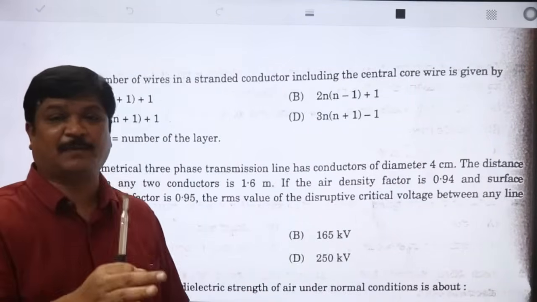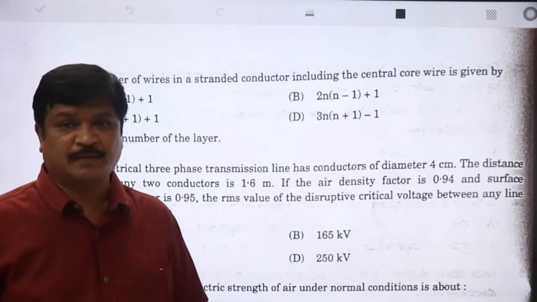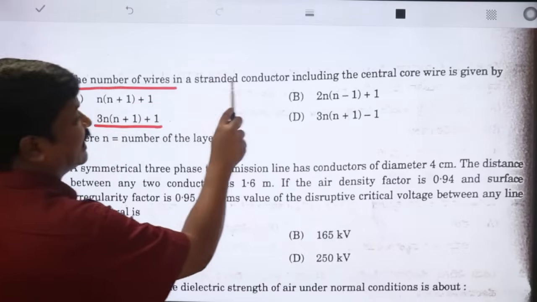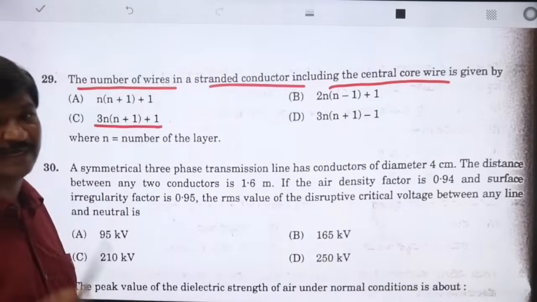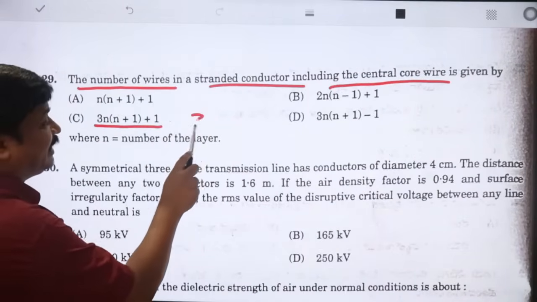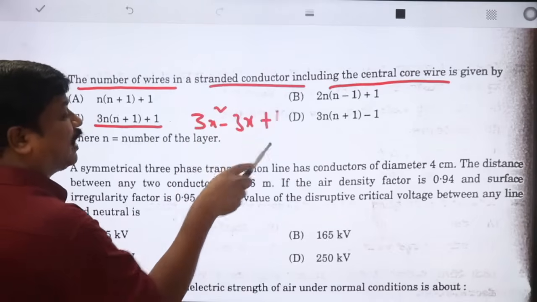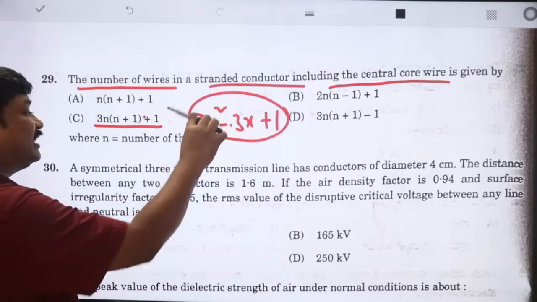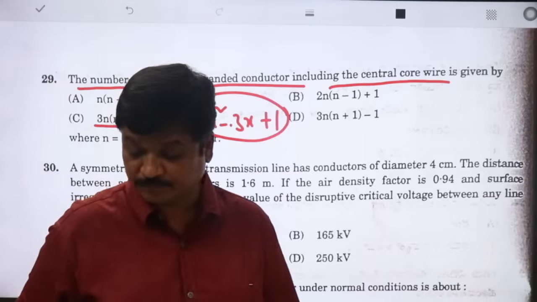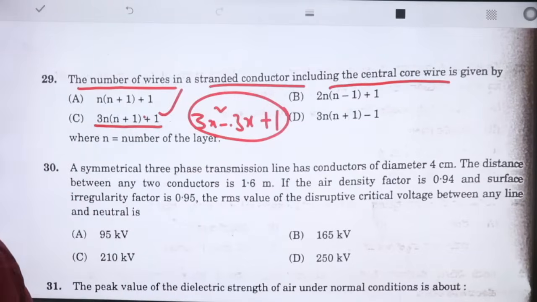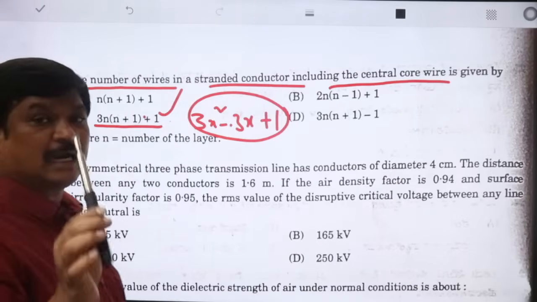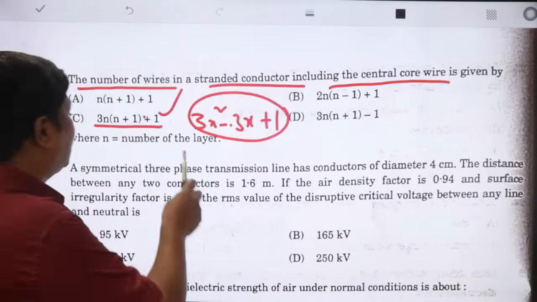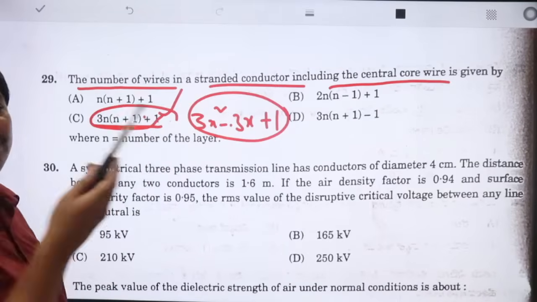Some textbooks have written one formula, some other textbooks have written another formula. 3n into n plus 1, plus 1, where n is the number of wires in the stranded conductor including the central core. And one more formula is there: 3x square minus 3x plus 1. What is the difference, I also told you. For JEE students, you take this formula, I told all of you. 3n into n plus 1, because here the central conductor is not considered as a layer. Over the central conductor, how many layers are considered? That's why this formula is applicable. Luckily, this is not given, so there is no confusion at all.